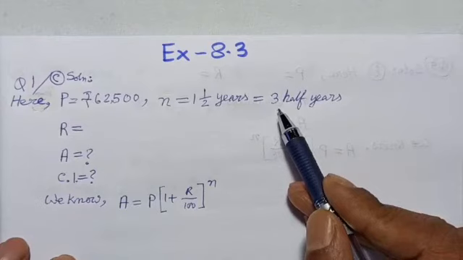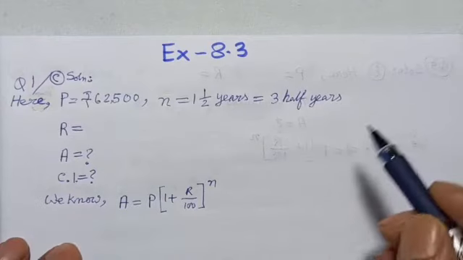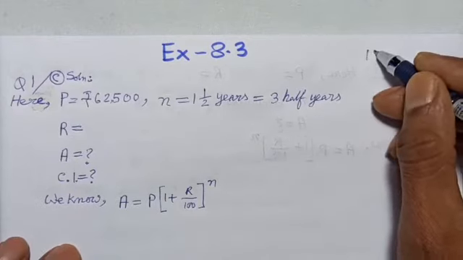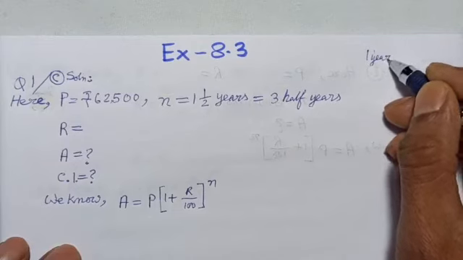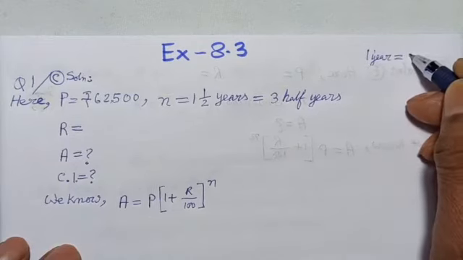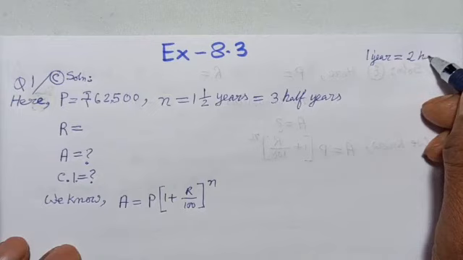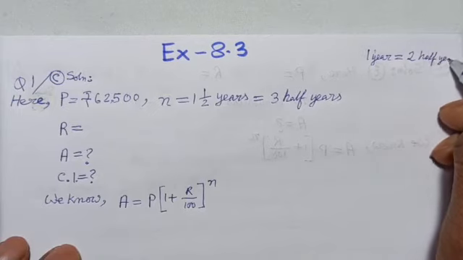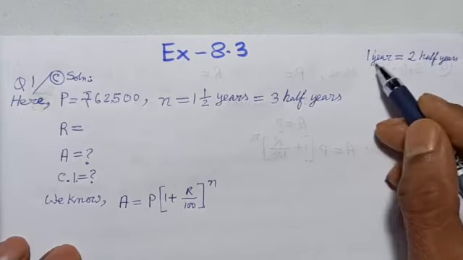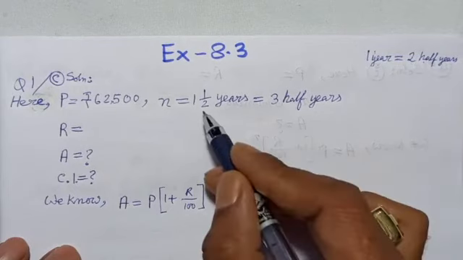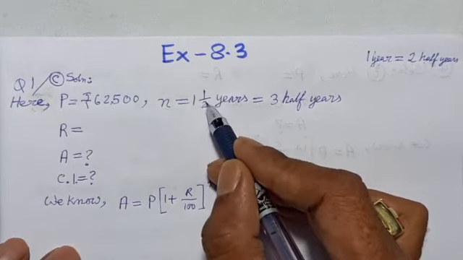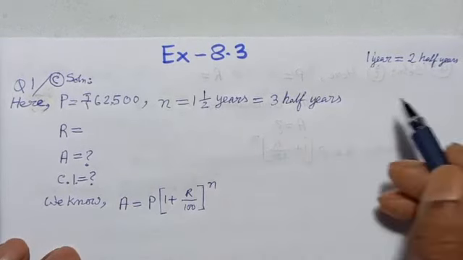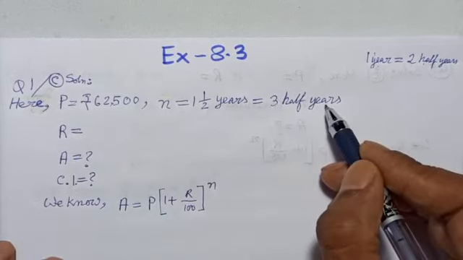Let me explain how these 3 half years come. In 1 year, there are 2 half years. So in 1 year there are 2 half years, and then here is another half. If we add this, then we get 3 half years.